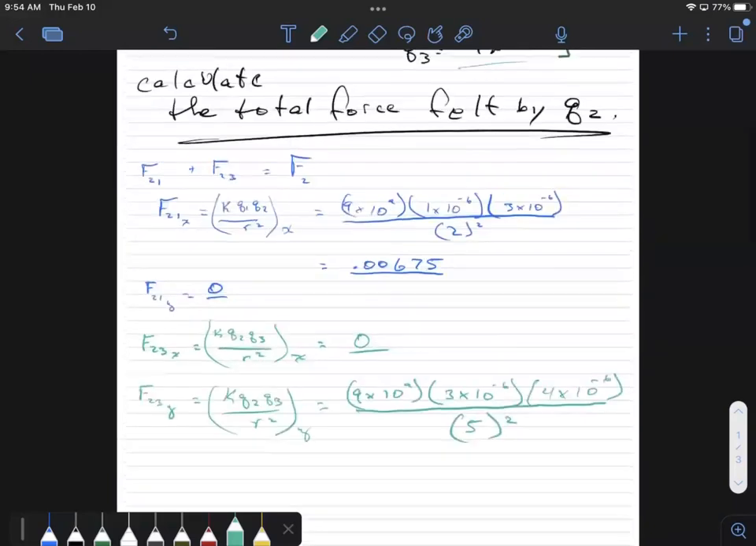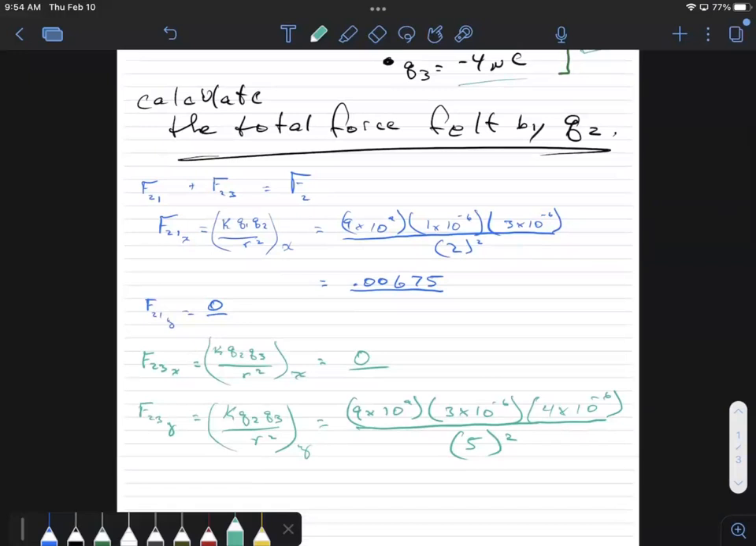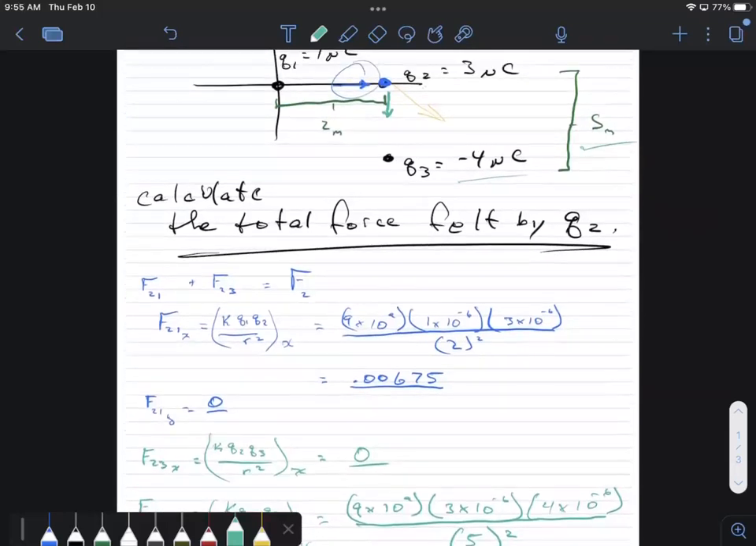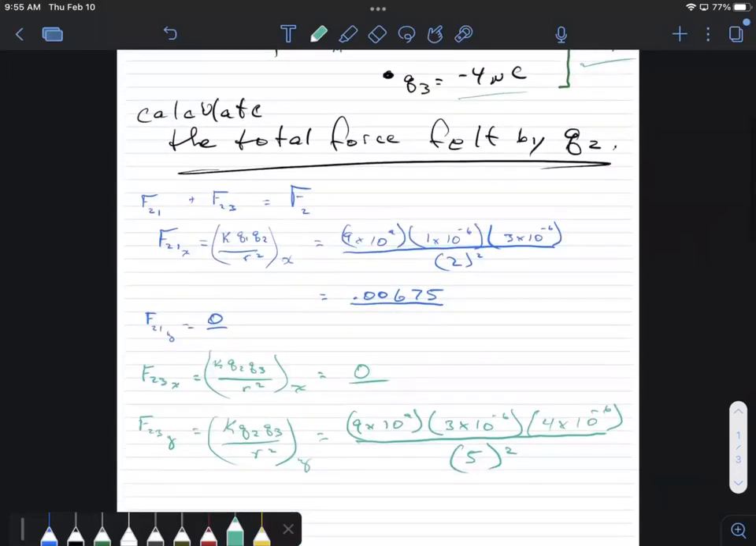Next, I need only the y piece of this guy. So if this were a complicated problem with angles, I'd be using sine of theta or cosine of theta to make this the y piece. Here, of course, as I said before, they're lined up in the vertical direction already. So the force is purely the y directional force. So the y piece is the whole force. I don't have to do cosine or sine. There's no angle there. So that's the whole force in the y direction.